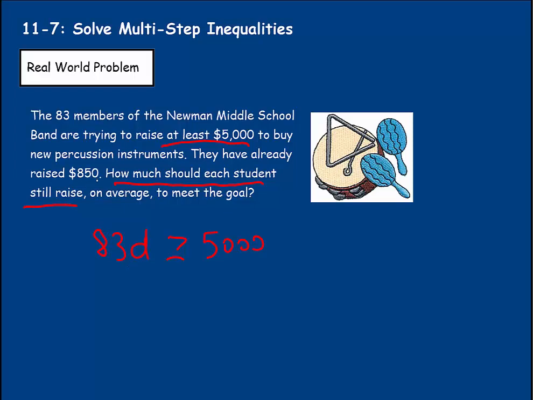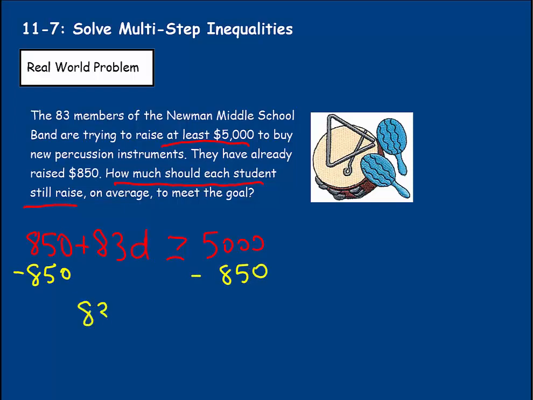In addition to that, they've already raised $850, meaning that whatever they raise here, they can add $850 to that, and then that would get them above 5,000 if they needed to. So here's what we have. $850 plus the 83 students raising whatever they raise on average needs to be greater than or equal to 5,000. So as we solve this, we can factor in that $850 they've already raised. So we subtract $850 from both sides.